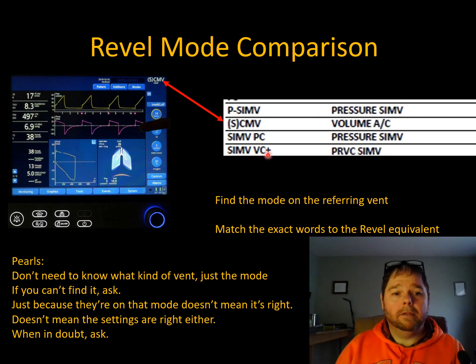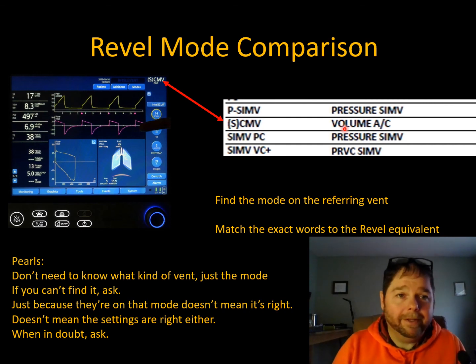Now, the cool thing about that, and the way this little reference is made to work, is you don't have to know what kind of ventilator it is. It does not matter. Absolutely does not matter one little bit what kind of ventilator they are using.